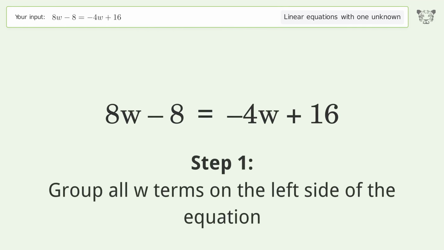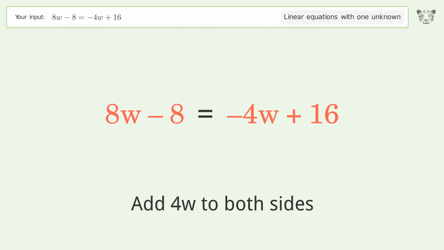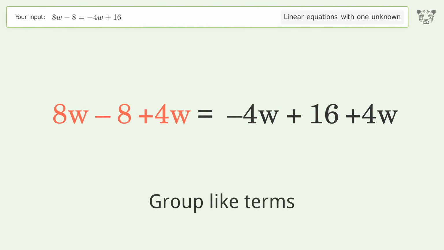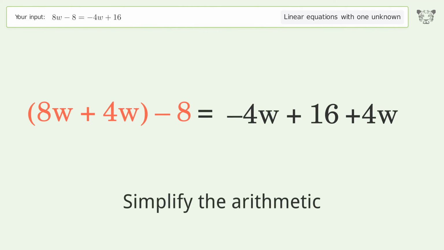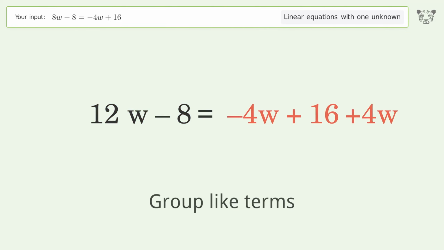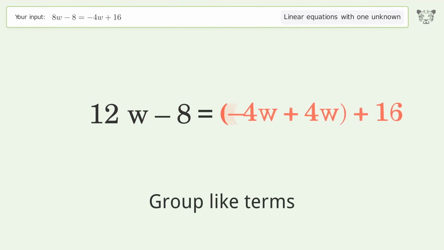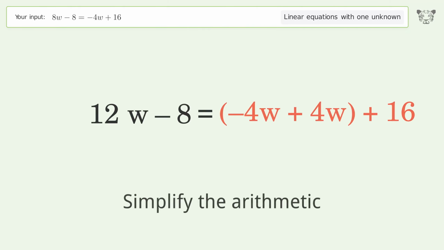Group all w terms on the left side of the equation. Add 4w to both sides. Group like terms. Simplify the arithmetic. Group like terms. Simplify the arithmetic.